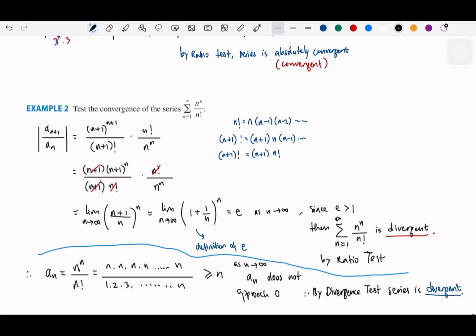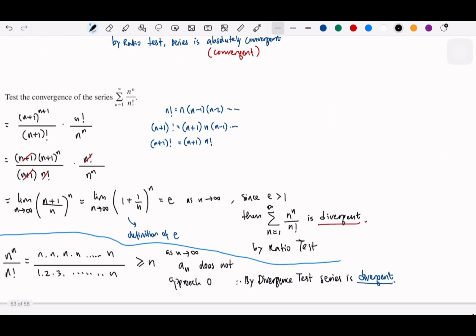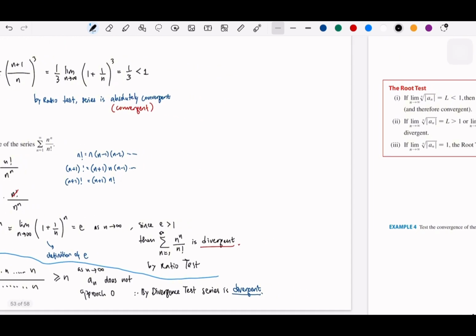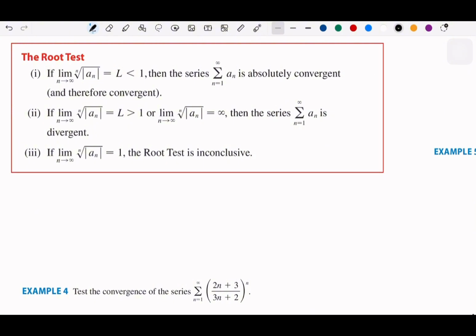Similarly, we can use a similar approach with the root test, which I will show you here. So the root test has pretty much similar statements. We are going to have L as the final result. When L is less than 1, greater than 1, or equal to 1, those are the three possibilities. So the idea for the root test is basically we have the an, and then we take the root by the power of n.